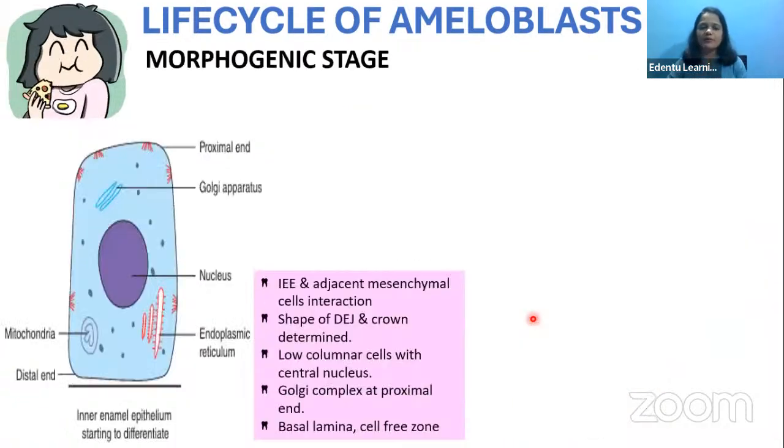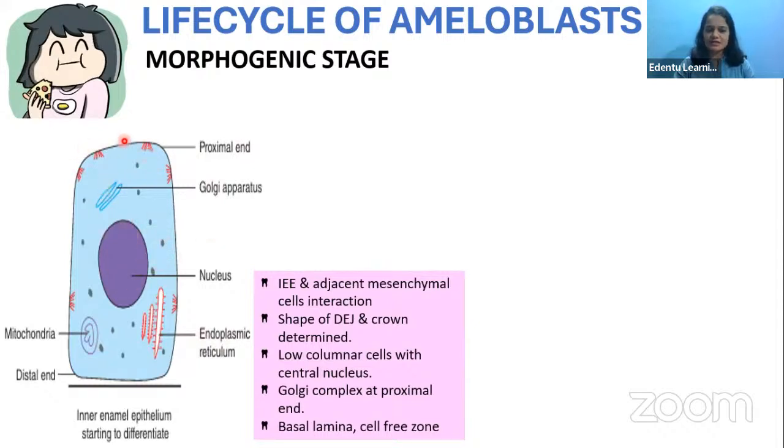Now let's see what is happening in each stage. The process that we are going to explain here is very similar to what we described about enamel formation and dentin formation. But here we are going into a deeper level, looking at the inner enamel epithelium, particularly how it changes into ameloblasts and how the enamel matrix gets formed. We are describing that in detail here. In the morphogenic stage, these are the normal inner enamel epithelial cells with a centrally placed nucleus.